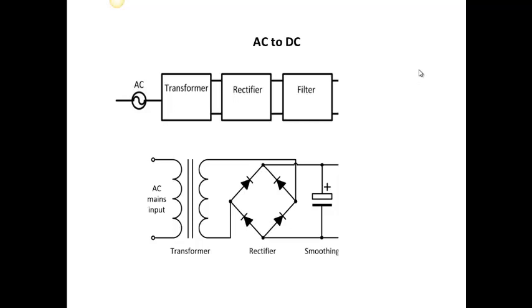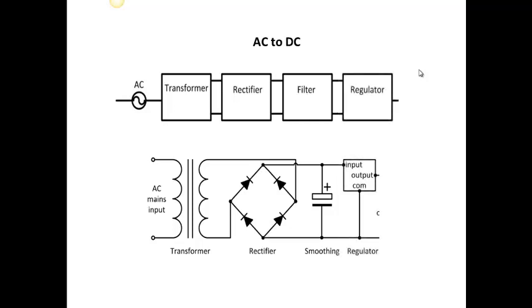We're then going to need to smooth that pulsing DC. So we've shown a capacitor in the circuit there, but we'll look at other ways of smoothing later, and that's known as the filter. The filter will take out most of those pulses. We then need to regulate the output, because as we load up the circuit, that voltage can vary, but this regulator will make sure that we get a constant DC output. There's our DC output there.